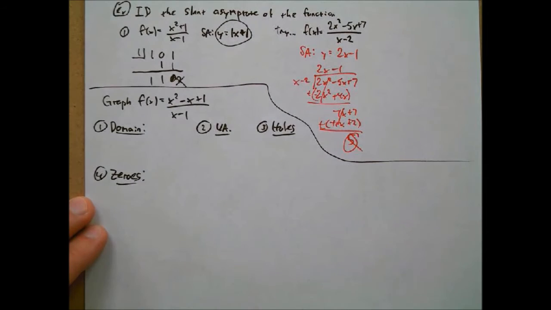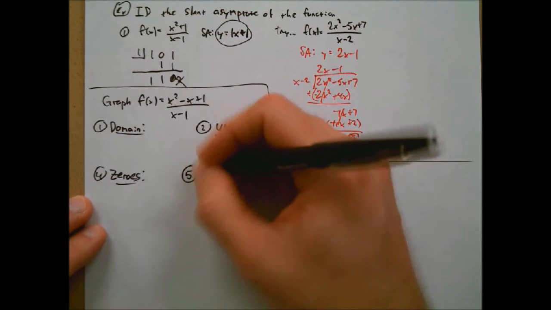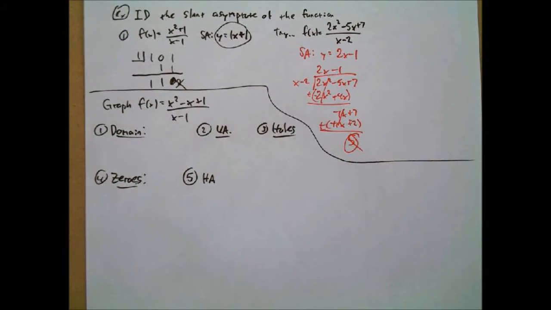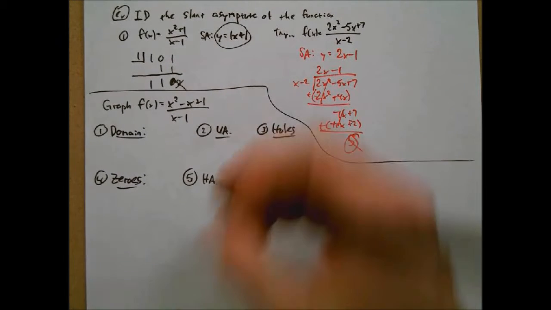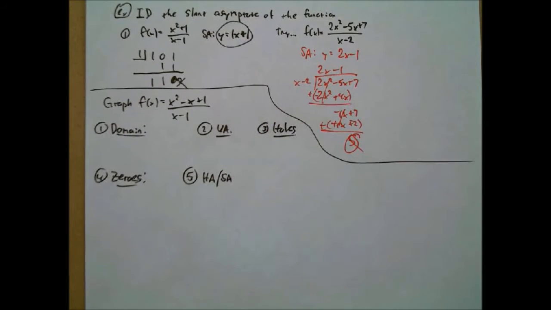And then for number 5, because we either have horizontal asymptotes or slant asymptotes now, I'm going to put that as a horizontal asymptote or slant asymptote step. So we're going to do either one. That's where we'll identify it. Again, this organization doesn't matter to me. As long as you do it, I don't care what order you do it in. I just find this order is good.